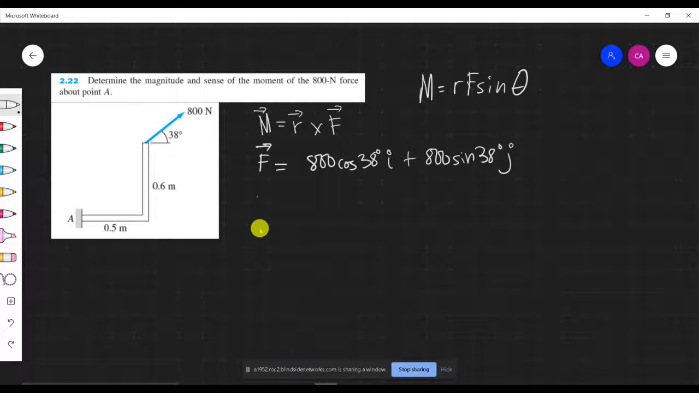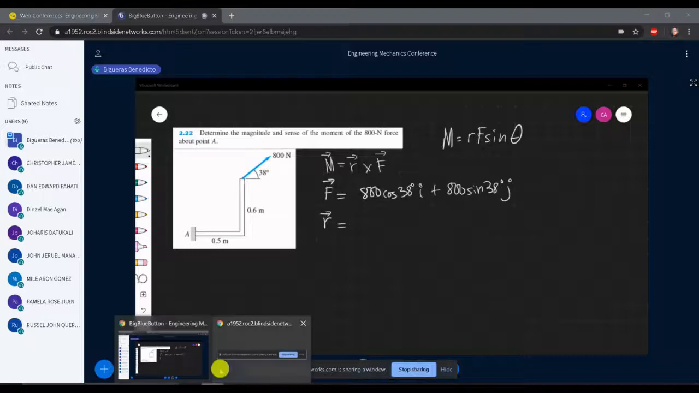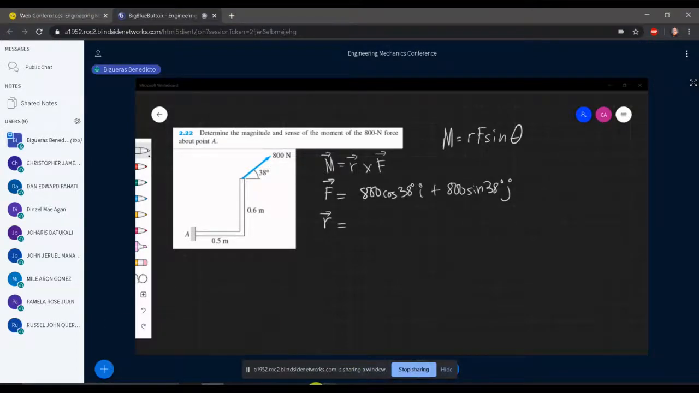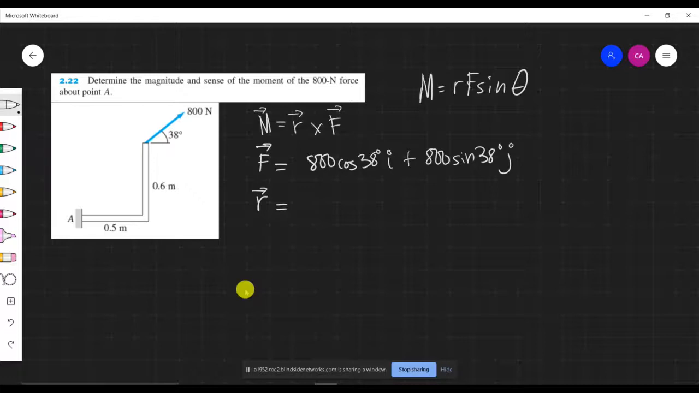The question is, what is vector R? Diba? So, kapag titignan natin yung nasa kaliwang bahagi natin, which is yung lever. So, the vector R, yung distance vector, is ito. Okay? From point A to dito sa point of application. So, this is the vector R. Okay? So, what is the vector R?